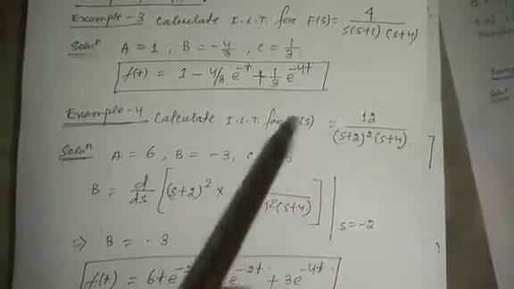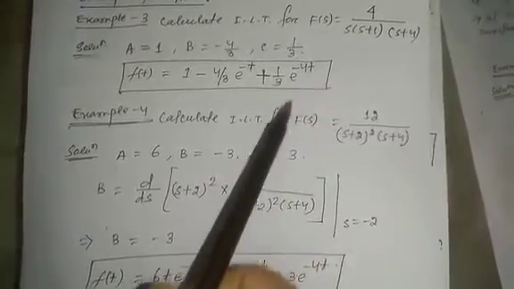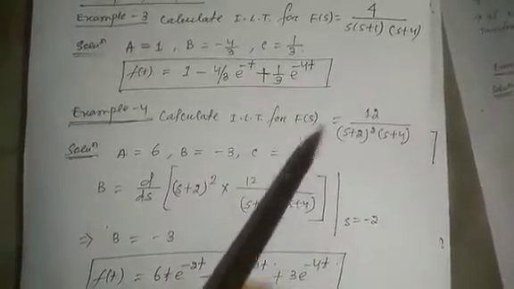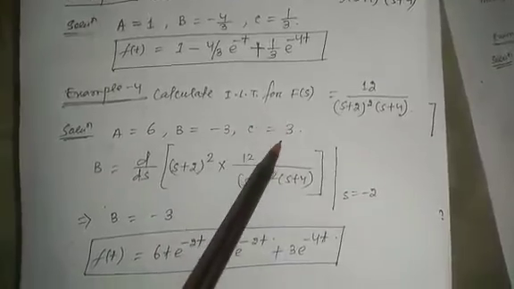again b divided by s plus 2. If a cube is present, a divided by s plus 2 cube plus b divided by s plus 2 square plus c divided by s plus 2. In this way, first fractionize. Then you calculate, you check it. A is equal to 6, b is equal to minus 3, c is equal to 3.